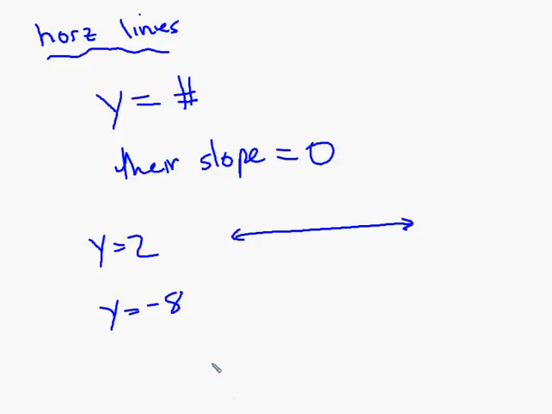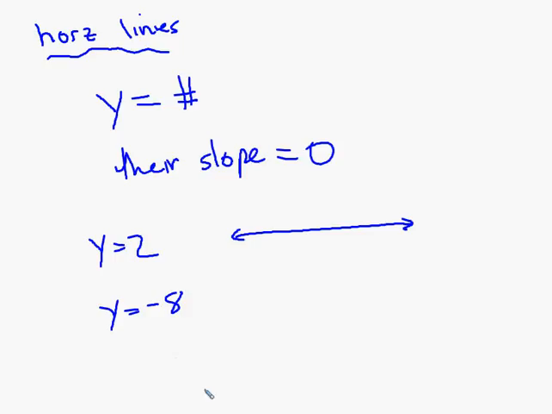So let's calculate a slope of a vertical line and just see what happens. I'll go back to that because I know you didn't get that. So go ahead and get that.